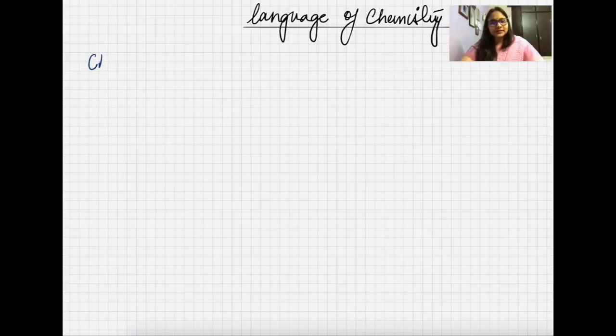Next topic is called chemical formula. Now this topic is relatively large. We are going to start with understanding what a chemical formula is. Now a chemical formula is the shorthand form of writing a molecule or a compound.